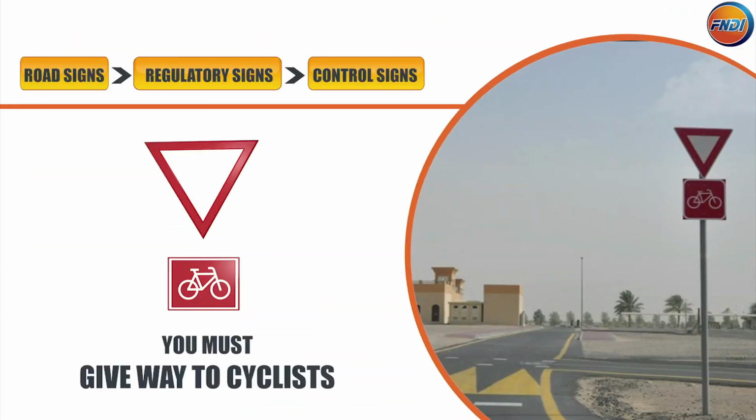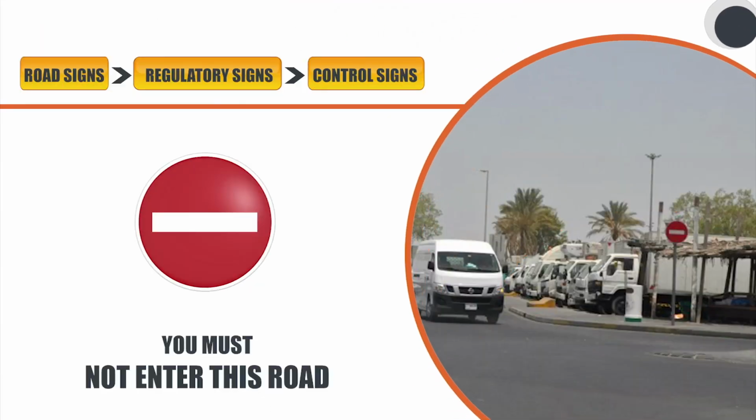This sign means give way to cyclists. It can be found on the junctions or roads where there is a cycle riding track crossing that particular road or junction. When you see this sign, slow down, look for cyclists, and if they are nearby, always give way to them. This sign indicates that entry into the road is forbidden.